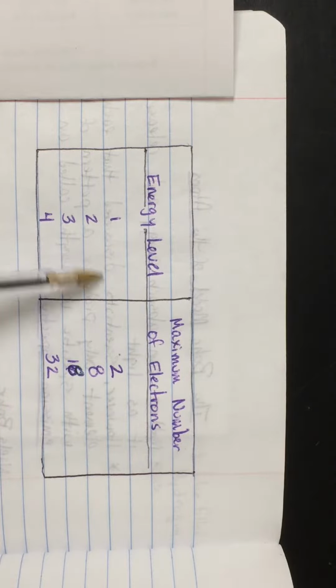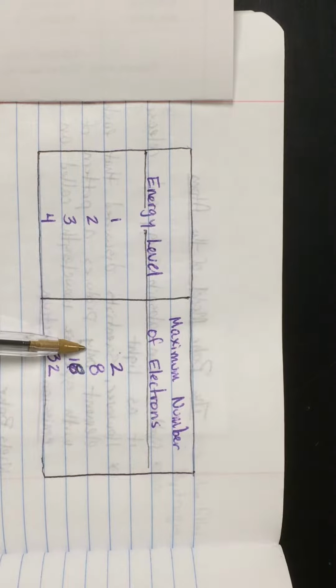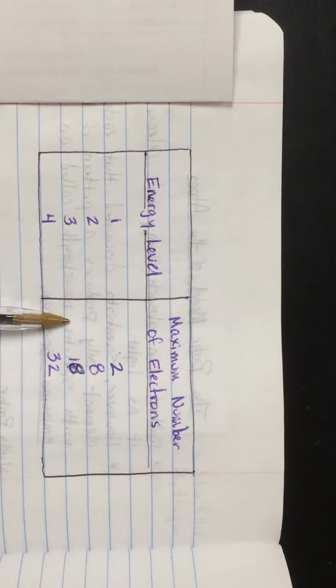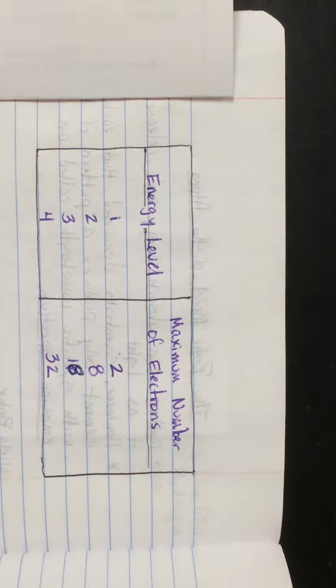So the first energy level can only hold 2 electrons. This is closest to the nucleus and it's the smallest energy level, which explains why it can only hold 2. Once we get a little further away from the nucleus and we have a larger energy level, the second one, we can put 8 electrons in it. The third energy level can hold 18 electrons, and the fourth energy level can hold 32.